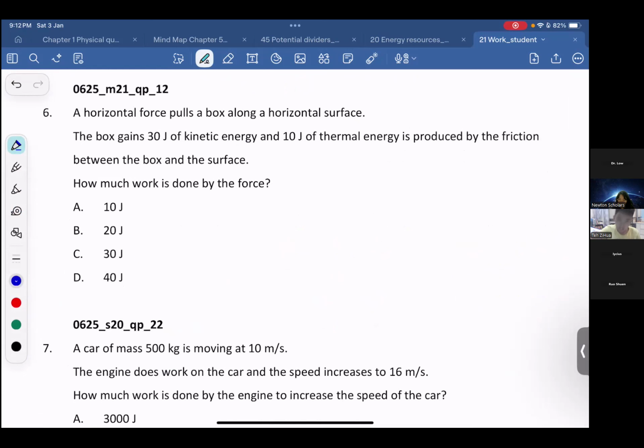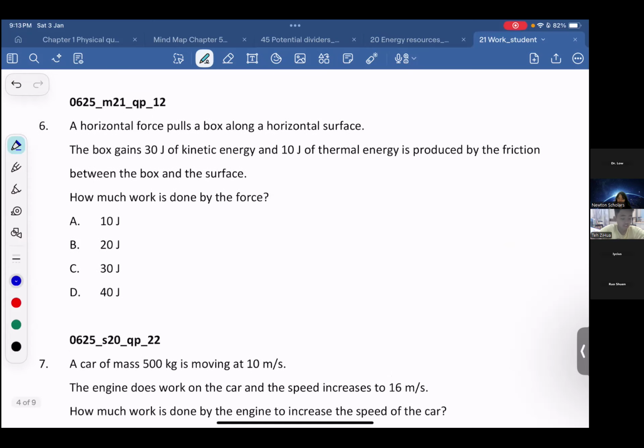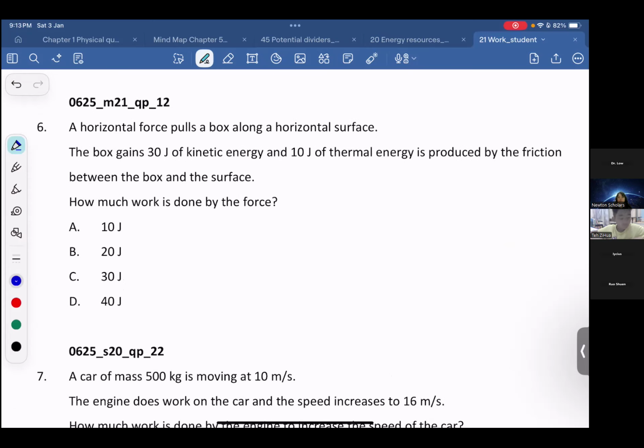A horizontal force pulls a box along a horizontal surface. The box gains 30 joule of kinetic energy, and then 10 joule of thermal energy is produced because of the friction between the box and the surface. How much work is done by the force? What do you think? Angeline, yes, correct. How much work is done by the force?